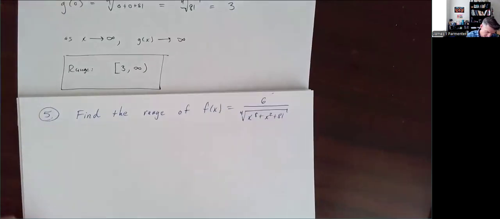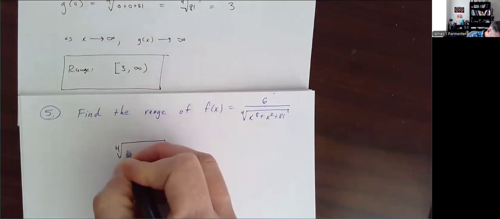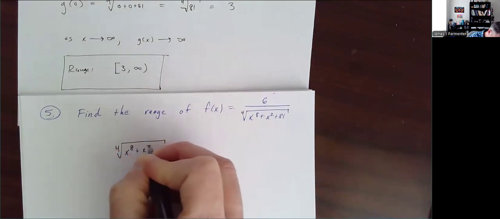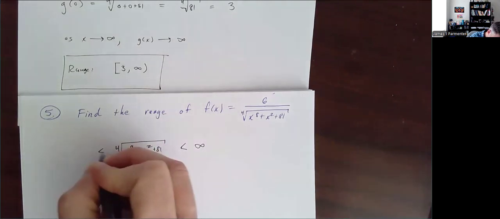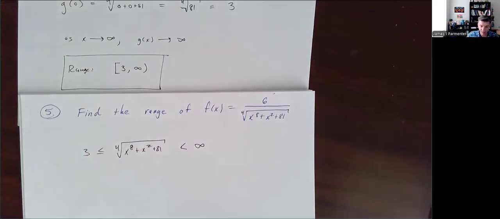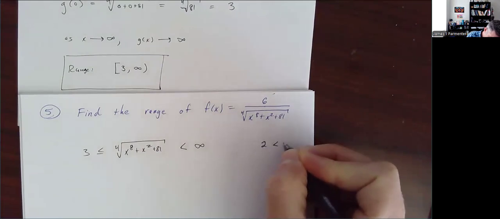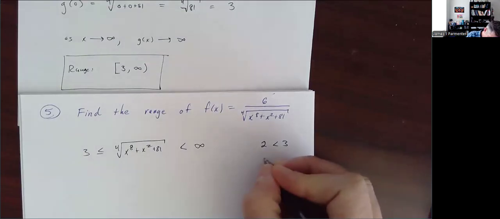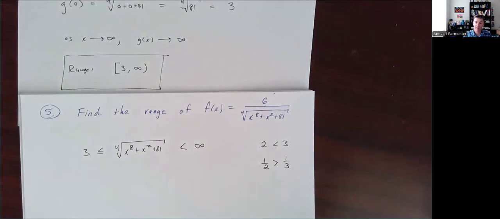So now we're going to say, great. We know that the fourth root of x to the 8th plus x squared plus 81 is always between 3 and infinity. So then we're going to take the reciprocal of all sides. And when you take the reciprocal of an inequality, it actually changes the direction of the inequality. For example, it's true that 2 is less than 3, and it's also true that 1/2, the reciprocal of 2, is bigger than 1/3, the reciprocal of 3. So whenever you take reciprocals of both sides, you have to change the direction of the inequality.